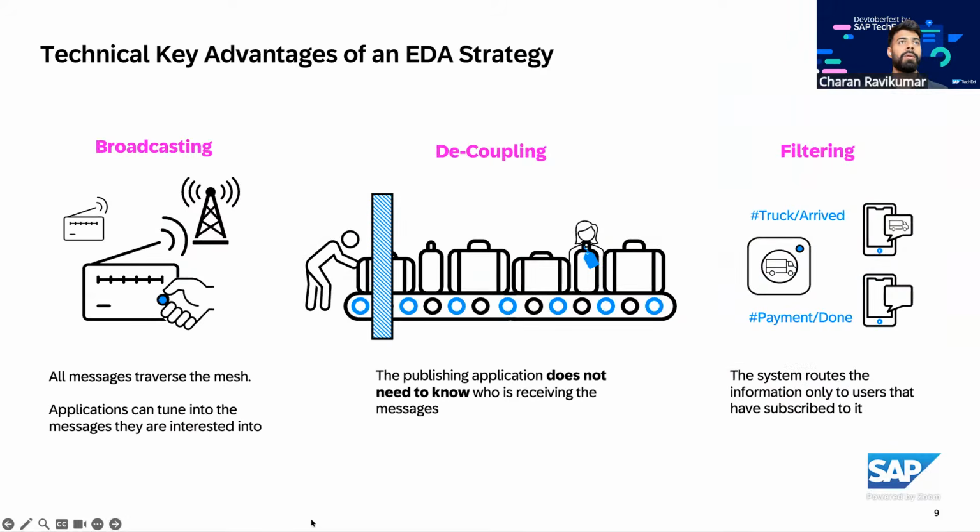Now, a little more about the key advantages in an event-driven architecture. Broadcasting of messages is done, and applications can tune into the messages they're interested in. Then there's decoupling, which means the publishing application does not need to know who's receiving the messages. The application that emits the event doesn't have to know who's receiving it. The person who wants to receive it can subscribe to it. And there's also filtering, because you can receive events but only listen to the ones you want.